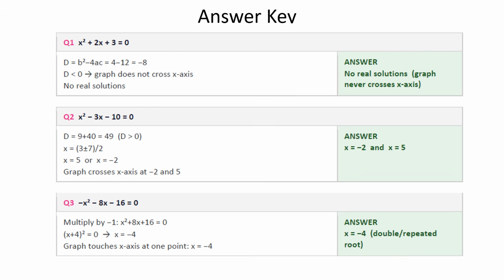So as I promised, this is the answer key, the proper answer key. These are the steps ideally that you should be doing. But as I suggested, because it is an MCQ exam, there's no need to find the discriminant. Just from the graph, because it does not touch the x-axis, no real solution. That's enough. Similarly, for question 2, even though you can find the discriminant, you can do the quadratic formula, looking at the graph, you get the two answers, minus 2 and 5 directly. And the last question, the graph touches at only 1 point, so there's a double or repeated root at minus 4.